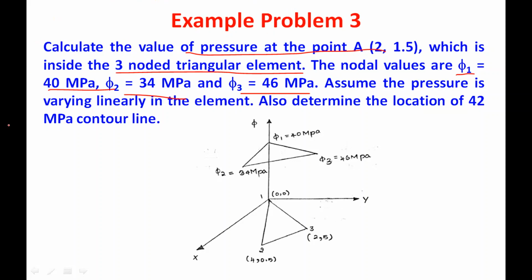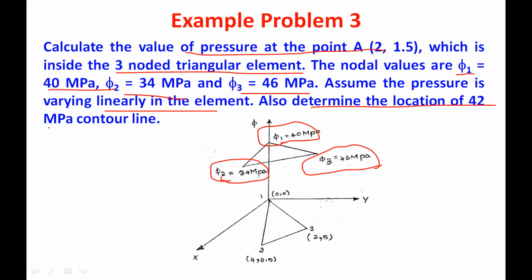Assume when we use temperature and pressure, we can define this temperature and pressure by using only 1 degree of freedom at each node. That is what is called a scalar variable or single variable problem. Assume the pressure is varying linearly in the element. So that is understood. Also determine the location of 42 megapascal contour line. So what is contour line? Similar to isotherm line, here it is constant pressure line. So that also we have to find out.